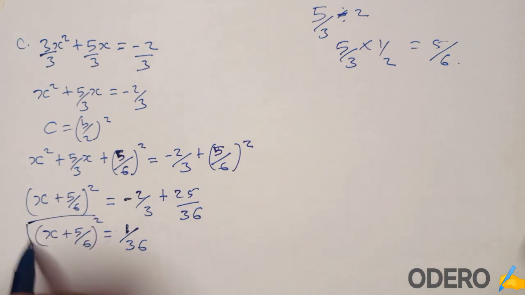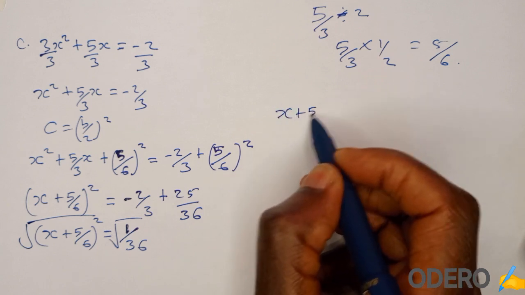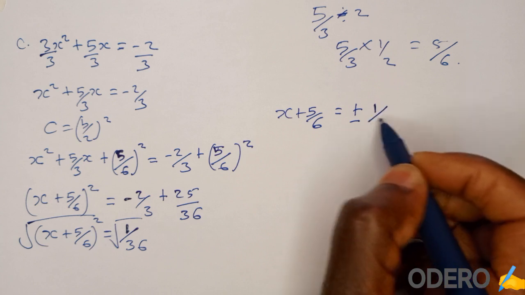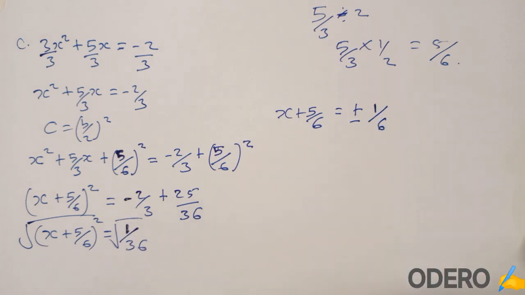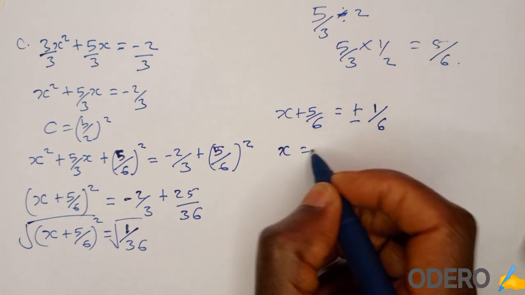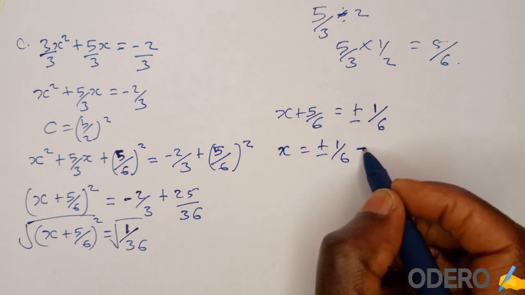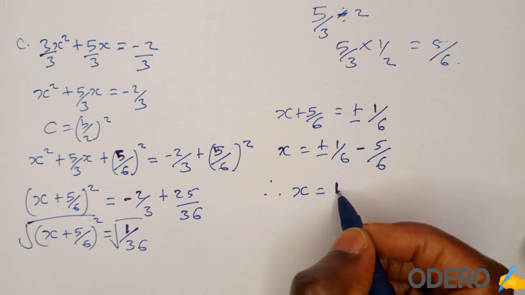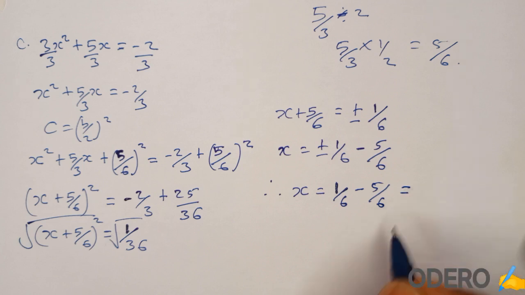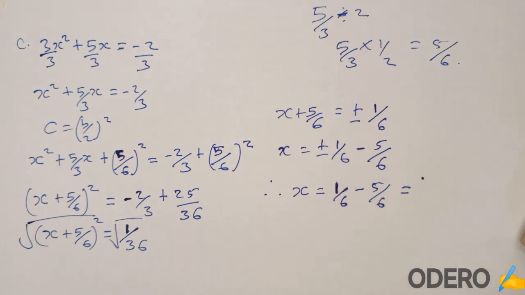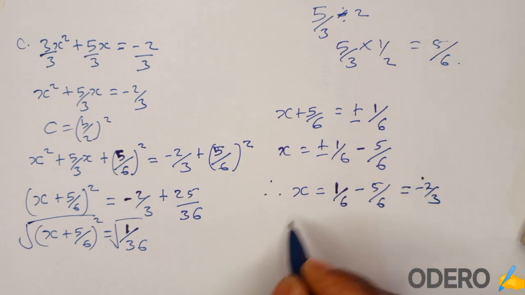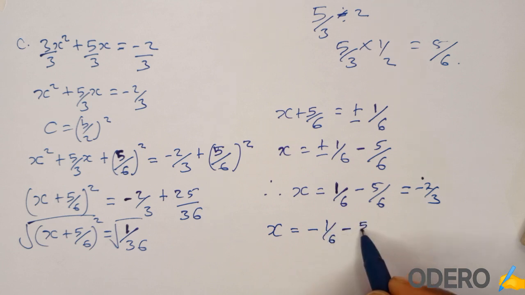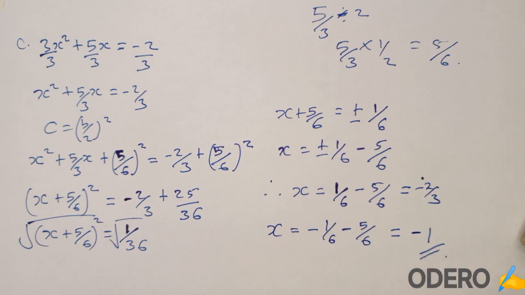So we can square root both sides. You are going to have x plus 5 over 6 is equal to plus or minus 1 over 6, since the square root of 1 is 1 and the square root of 36 is 6. So x is equal to plus or minus 1 over 6, and taking this to the other side, minus 5 over 6. Therefore x can be equal to, when 1 over 6 is positive, plus 1 over 6 minus 5 over 6. If you simplify it, 1 over 6 minus 5 over 6 gives negative 2 over 3. Then when it is negative, we'll have x is equal to negative 1 over 6 minus 5 over 6, which simplifies to negative 1. And that is how you solve that.